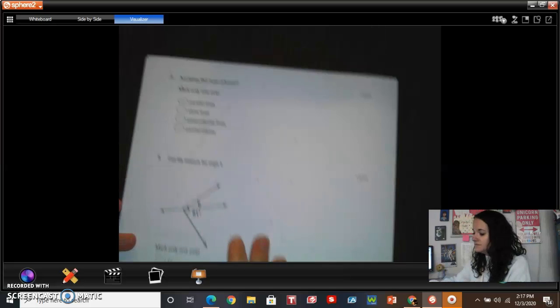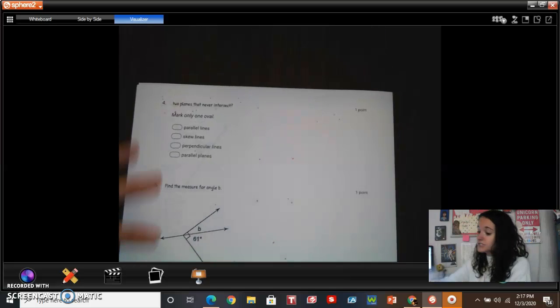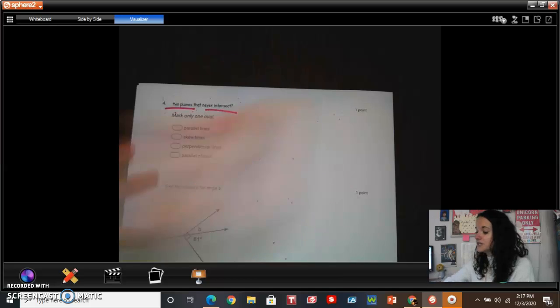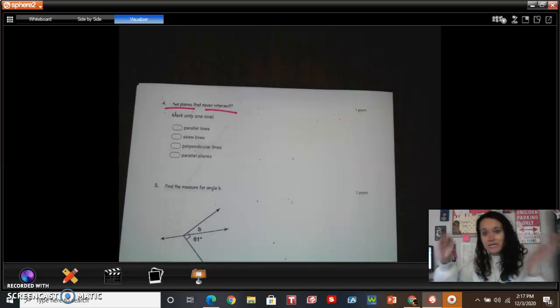Okay. And our last vocab word is two planes that never intersect. Where there's only one of these that has the word plane in it. That's parallel planes. All right.